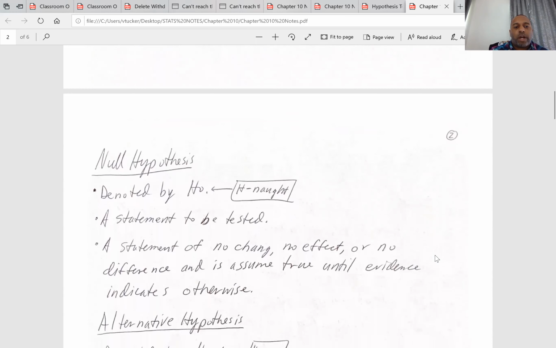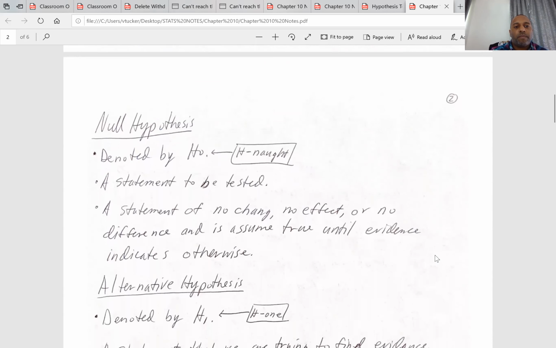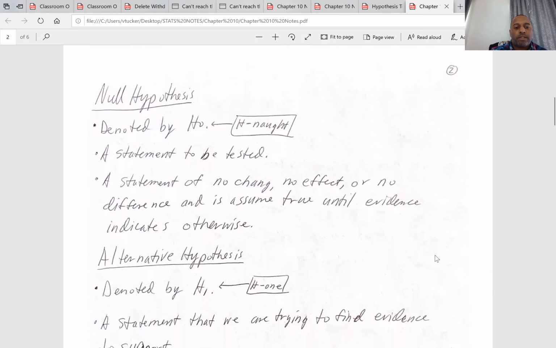All right, so when it comes to our hypothesis, there are two pieces to it. There's the null hypothesis and the alternative hypothesis. The null hypothesis is denoted by H0 or H naught. It's a statement to be tested. It's a statement of no change. It's a statement of no change, no effect, or no difference, and is assumed true until evidence indicates otherwise.